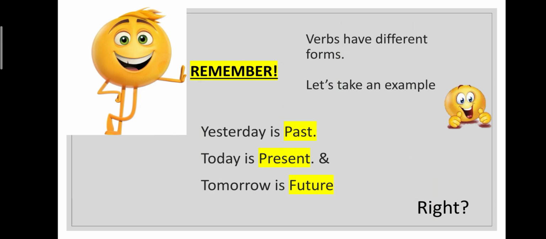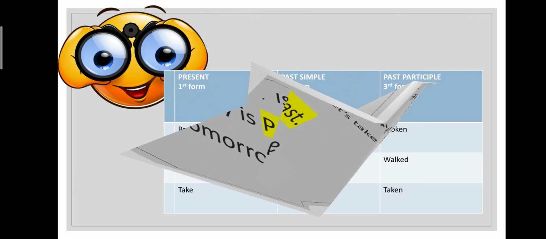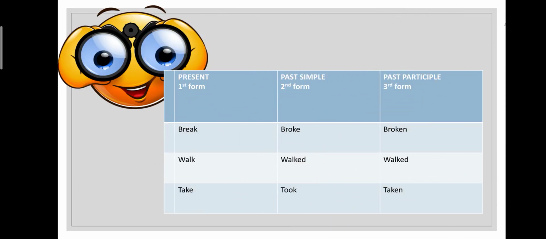Remember, verbs have different forms. The action I'm performing today is present and the action I performed yesterday is past, right? So here is the table. Present is basically the first form. Past form is called the second form and the past participle is called the third form.